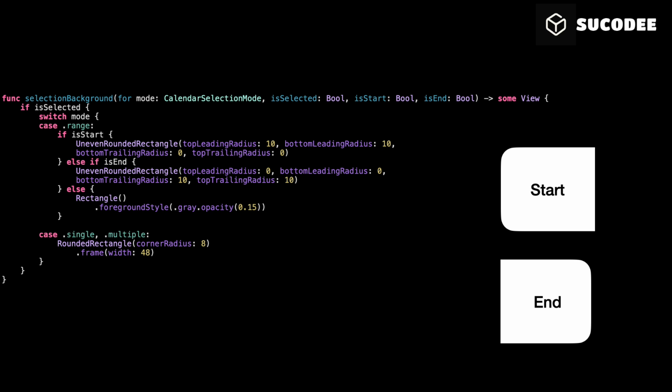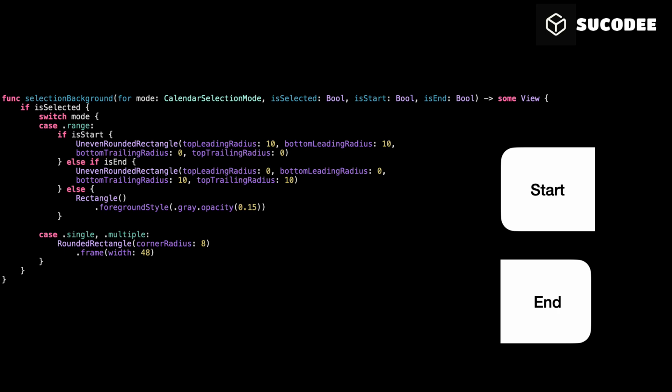In range mode, we use different shapes depending on the position of the date. If the date is the start of the range, we show a shape with rounded corners on the left side. If it's the end of the range, we show a shape with rounded corners on the right side. If the date is somewhere in the middle, we show a simple rectangle with a soft gray background. This helps show that all those days are connected in a range.